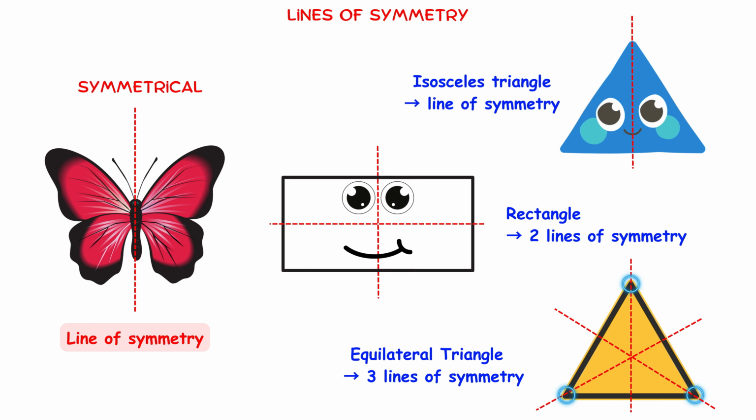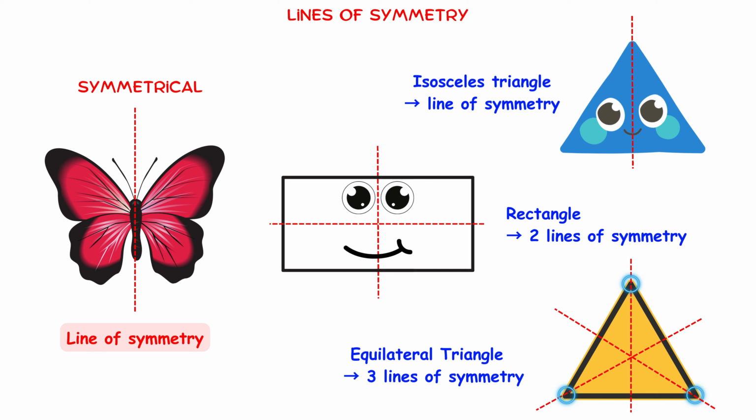Now, let us turn our attention to an equilateral triangle, which displays even more symmetrical properties. An equilateral triangle has three lines of symmetry. The first line is the easiest to spot and runs vertically from the top corner directly down to the midpoint of the base. This divides the shape into two equal halves.